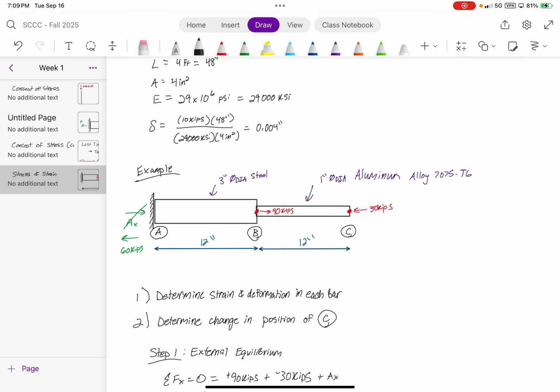So if you wanted to find the change in position in B, it's just going to be the deformation of rod AB. If you wanted to find the change in position of C, it's the deformation of rod AB plus the deformation of rod BC. And you keep on adding the deformations you compute for every stepped rod that you have. So if this was like 50 of them and you wanted to find the deformation at the far end, just add everything together. Does that make sense?